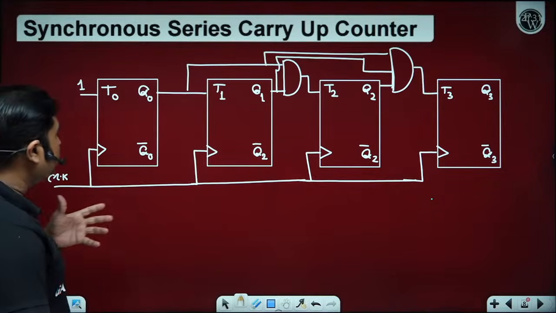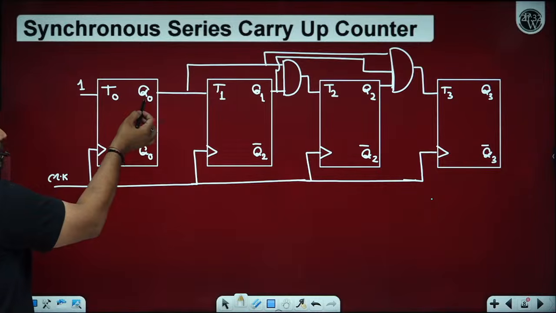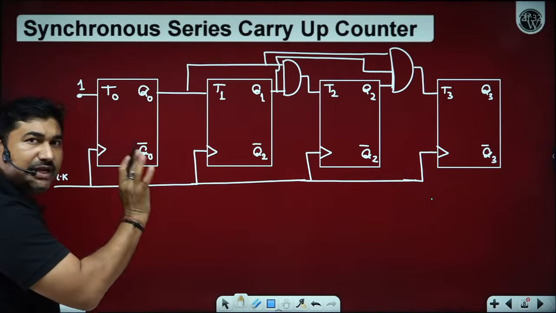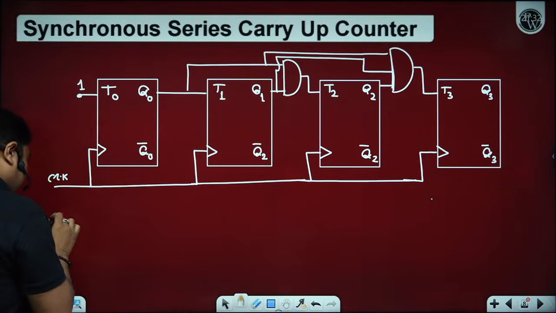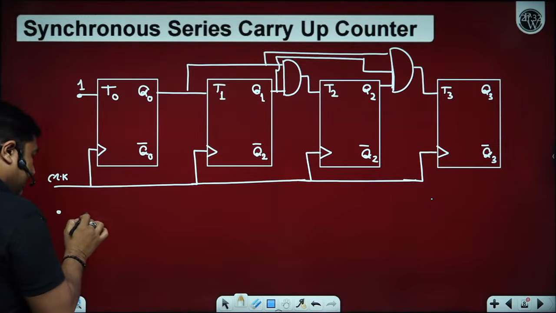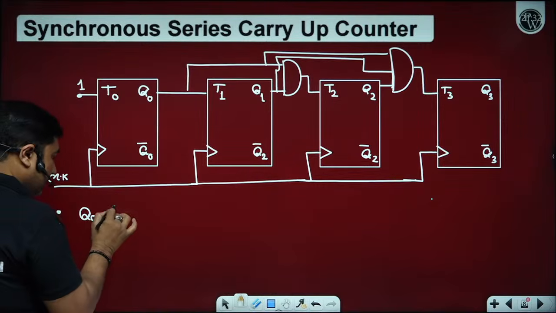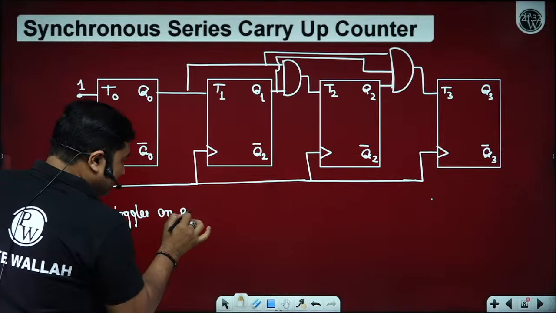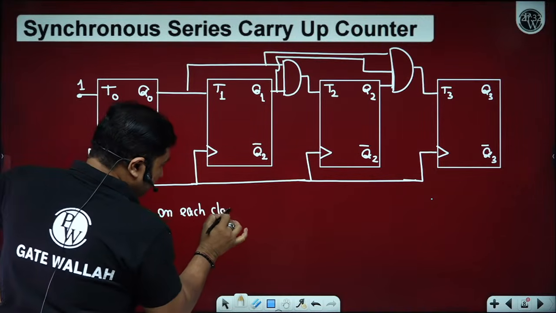Now how to analyze such a circuit? You can easily observe Q0, since T0 is equal to 1, so Q0 toggles on every positive edge triggered clock. Yes sir. So first observation is Q0 toggles on each clock. Yes sir.